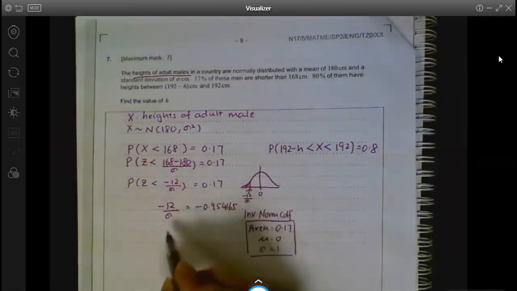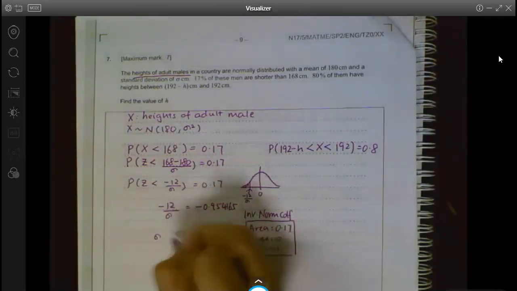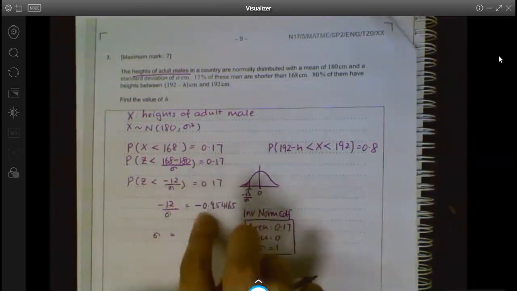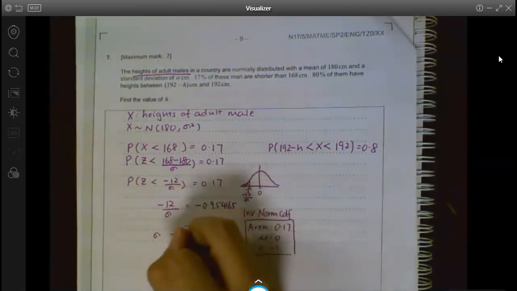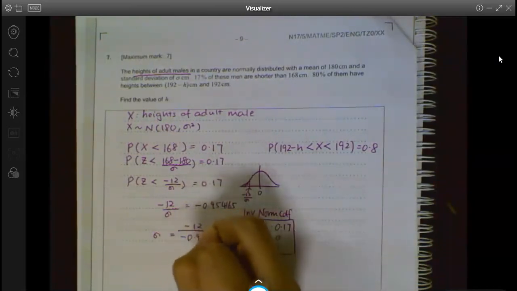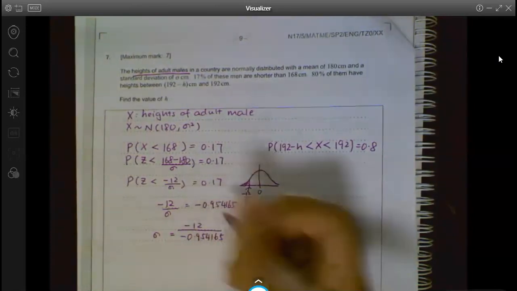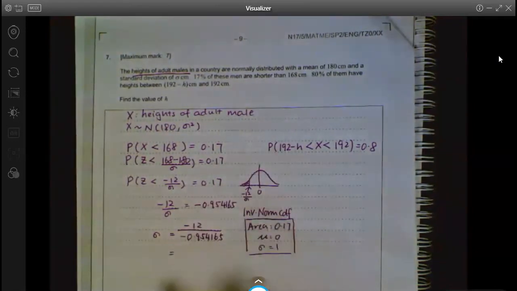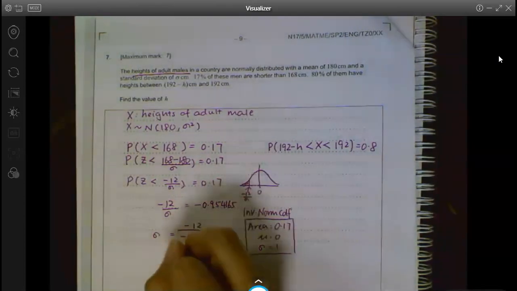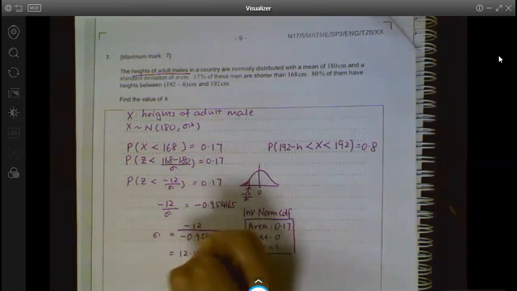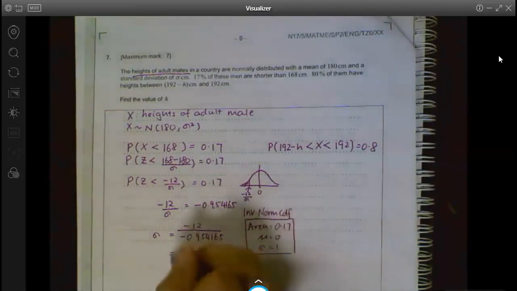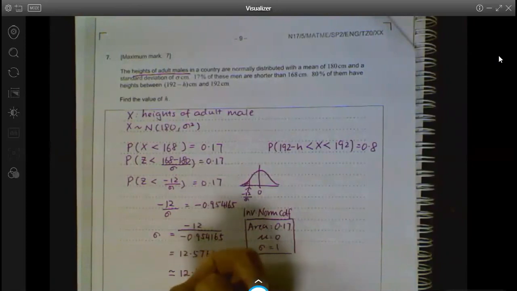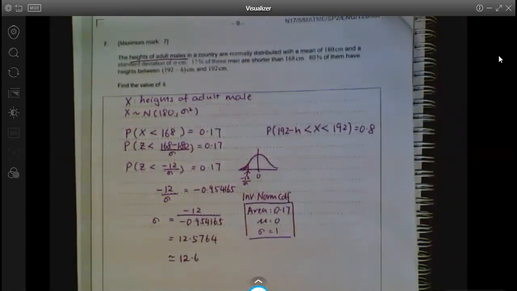That seems to work. So now we're supposed to find sigma, and sigma will be given by negative 12 divided by negative 0.954165. Sigma should always be a positive number. You can also use that to check if your answers are correct. I will put this in the calculator, but I won't show you the calculator. You would get 12.5764. You can round it off, but please write the more accurate number because you will need it for later calculations. So 12.6. That's how you find sigma.